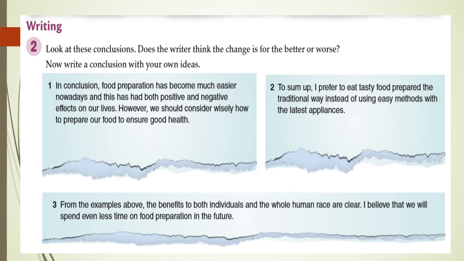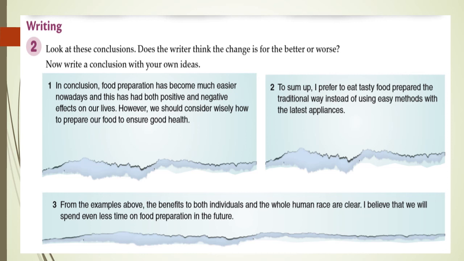You have to look at here now. We need to find, does the writer think the change is for the better or worse? This is changing from the past to nowadays. Past using traditional way of cooking and nowadays use modern way of cooking, which saves time, whatever. So does the writer think that the change is for the better or worse? We need now to write your own conclusion, finishing the paragraph.